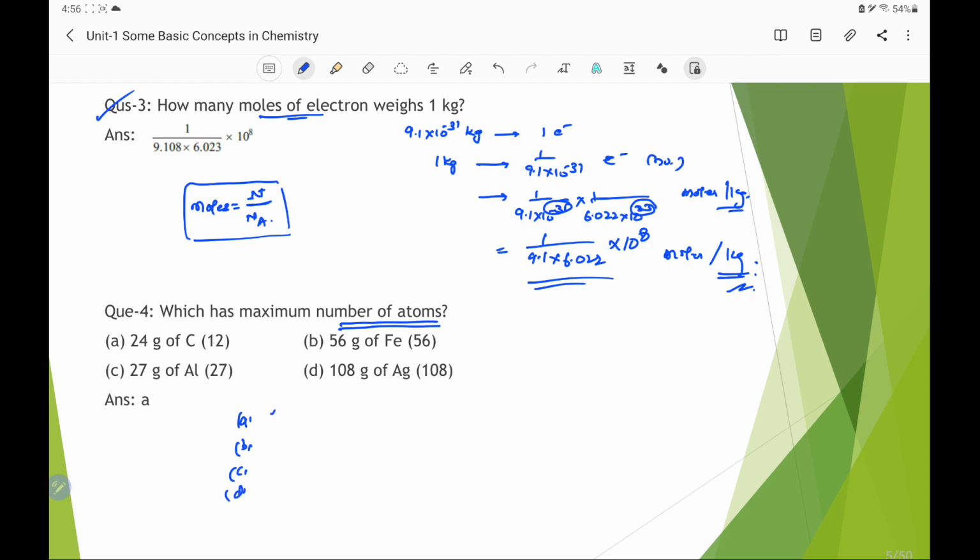For A, it is 24 gram, that is the mass of the sample, and the atomic weight is 12. So it will give 2 moles of carbon. Similarly, option B is 56 gram of iron. This has the atomic weight 56, so the sample will contain 1 mole. 27 gram of aluminum divided by the atomic weight 27 will give 1 mole. And similarly 108 by 108 will also give 1 mole. So option A is the correct option because it contains the more number of moles.